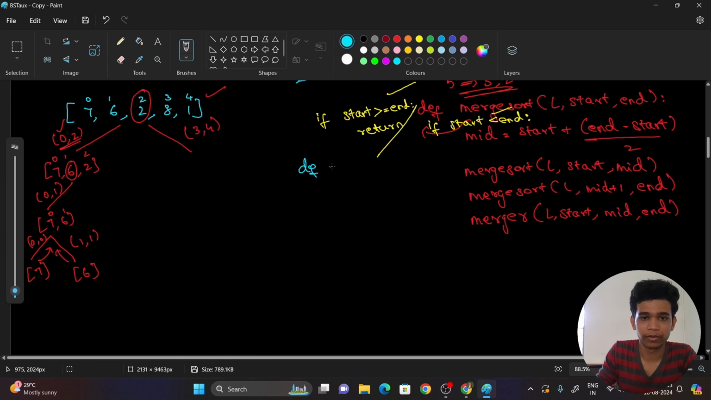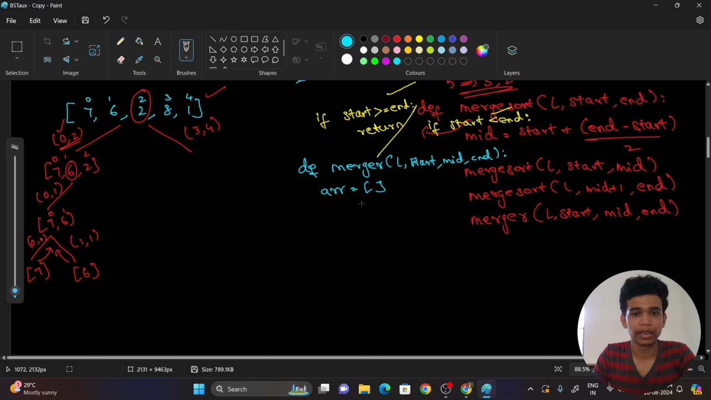Def merge, what are the parameters? It is L, start, mid, then end. So this is the merge function. Now, inside this merge function, what am I going to do? First of all, I'm creating an array, a list. Now inside this, what should I do? I should compare both of them, right? Take for example, it is 1, 2, 10.